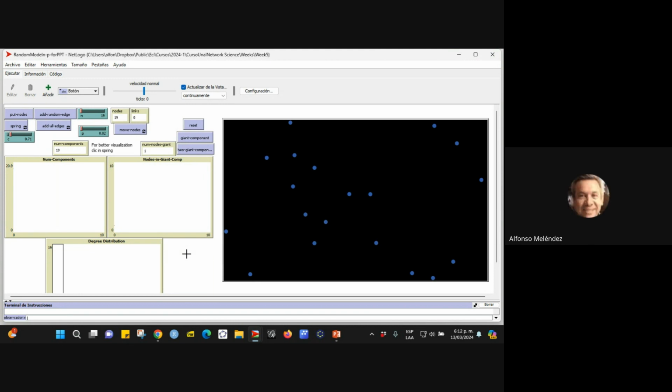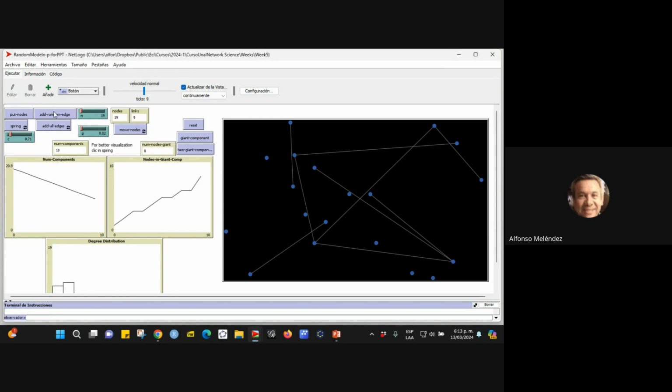Okay, it's important. The random part is not in the nodes, it's in the edges. It could be obvious, but it's important to say it. So random edge, random edge, random edge, and this is a random network.